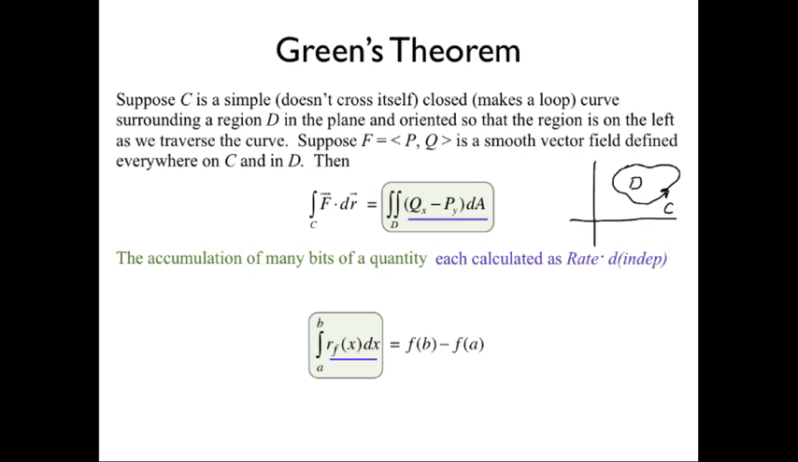And each of those little bits is calculated by rate times change of the independent variable. So this is kind of like your m dx. The accumulation of many bits, each little bit calculated by rate times change of the independent variable, is equal to what in both cases? It's like your overall change in accumulation.